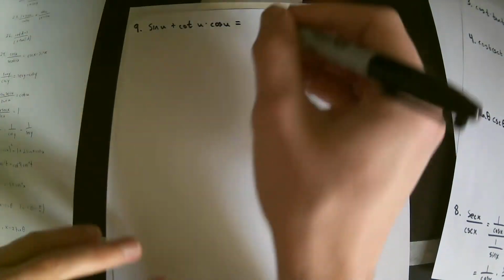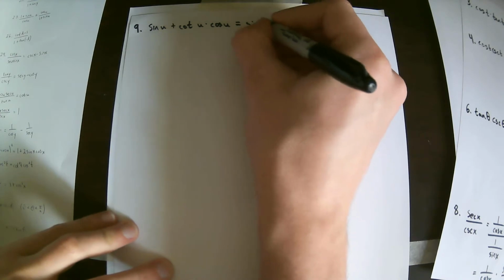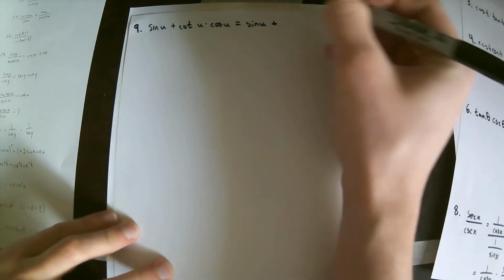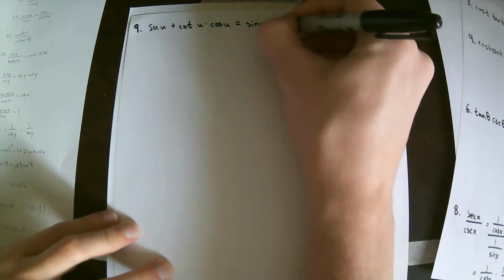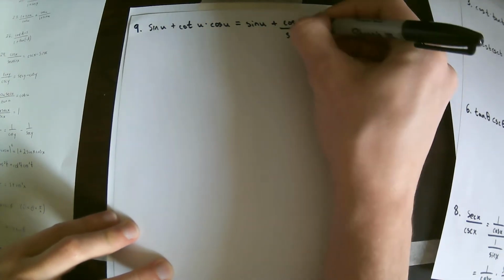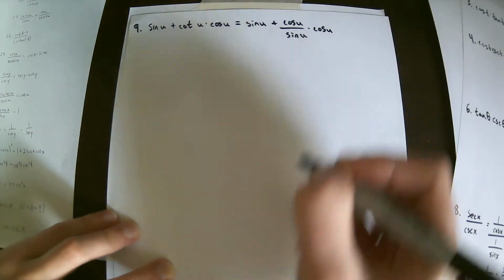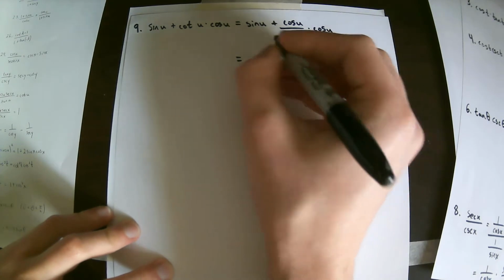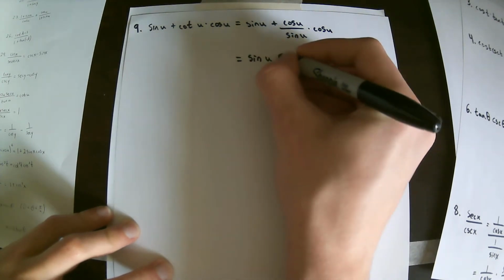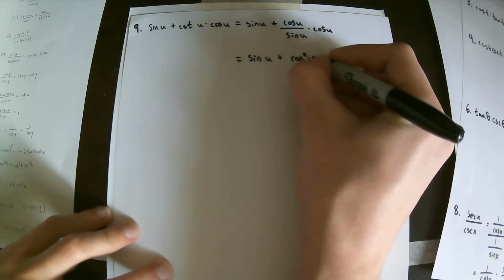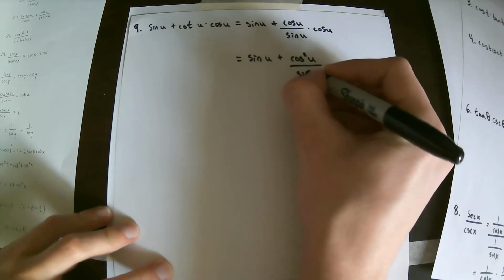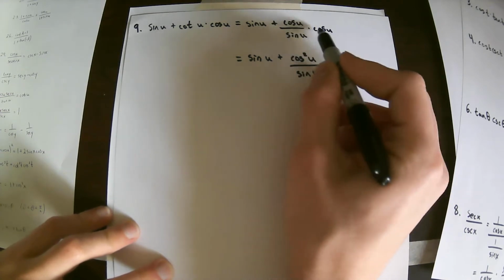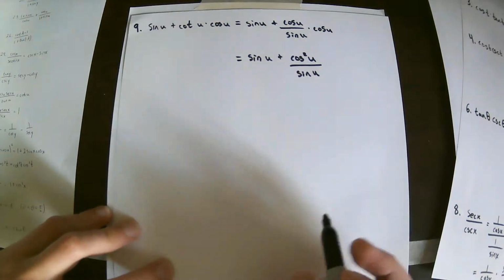If we write everything in terms of sine and cosine, I'll have sine of u plus cotangent of u is cosine over sine. This is an interesting one. So now I have sine of u plus cosine squared of u over sine of u. Cosine times cosine. This cosine's in the top, right, with the other cosine. That's why it's squared there.